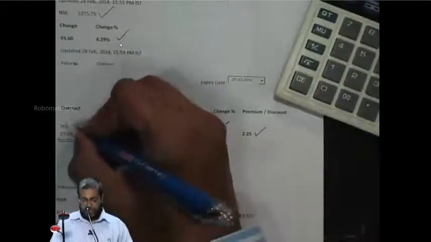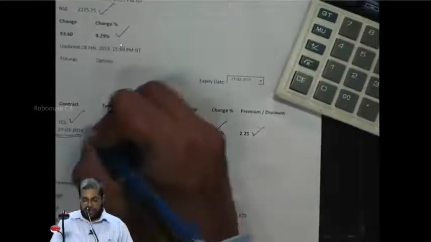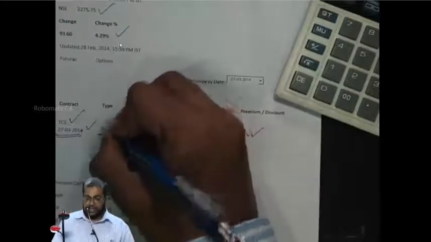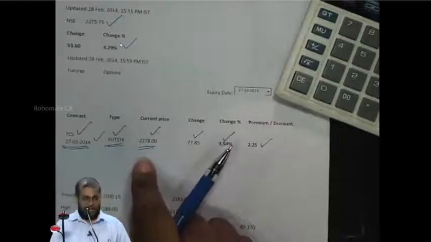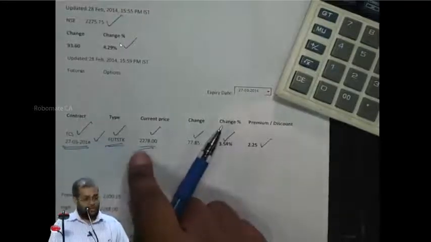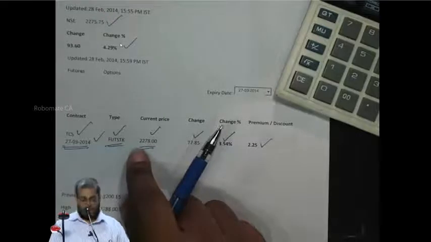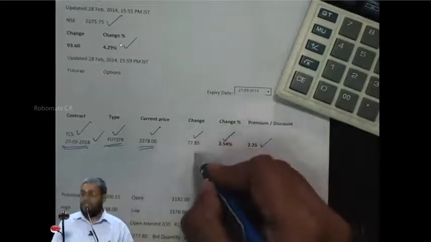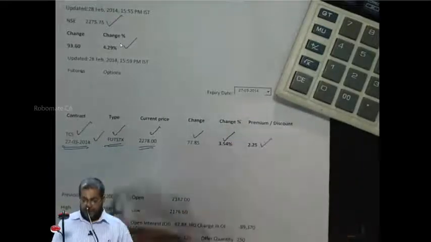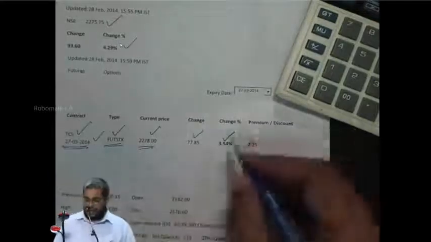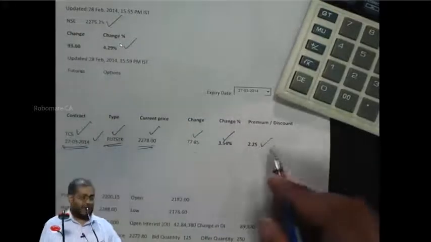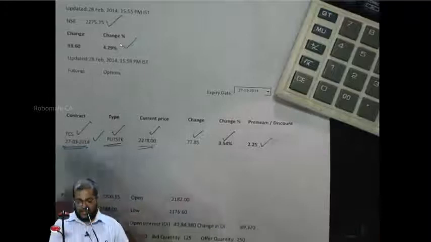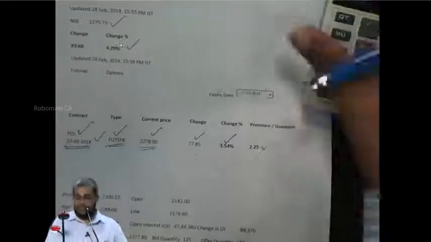Now, we know this is a TCS futures expiring on what? 27th March. Its type is what? Stock futures. What is the current price? 2,278. Today it closed at what? 2,278. Last transaction? 2,278. Change is what? 77.85 compared to yesterday's close. Are you following what I am saying? And the percentage change is 3.54%, and it is trading over the stock exchange price. So how much here? 2.25 premium. That is up to this first row. Are you following or not?